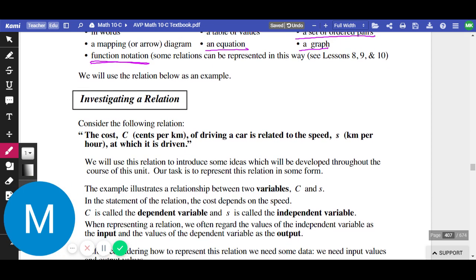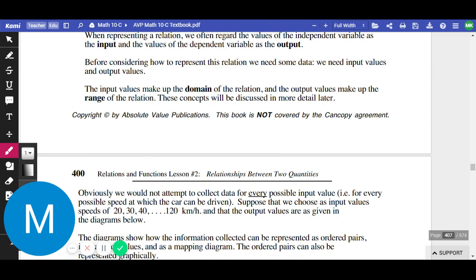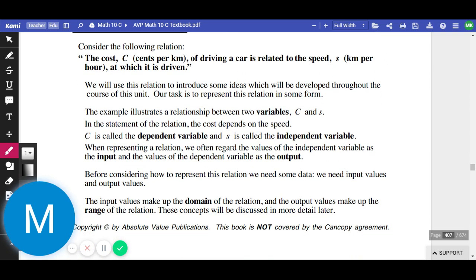Awesome. We're going to look at this question. So they gave us a relation here. They talked about the cost of driving versus the speed. The cost C of driving a car is related to the speed S at which the vehicle is driven. The faster you go, the more gas you burn. That's going to make it more expensive. So that's the relation. Faster, more expensive. Slower, cheaper. We'll use this relation to introduce some ideas, and we're going to learn a couple definitions.